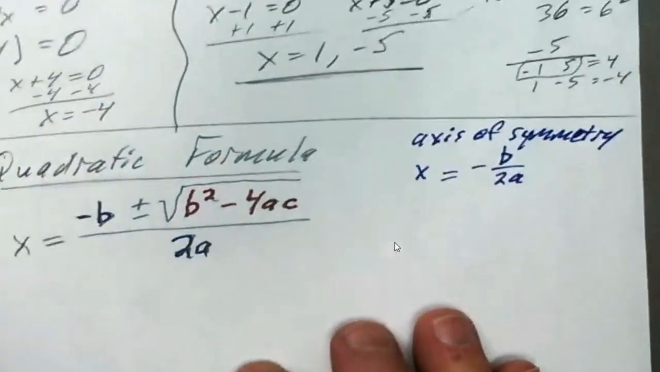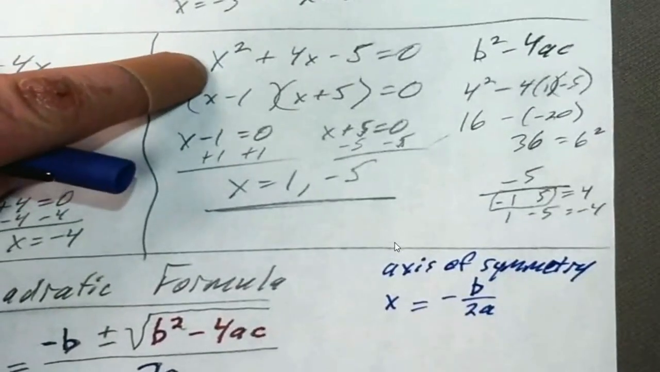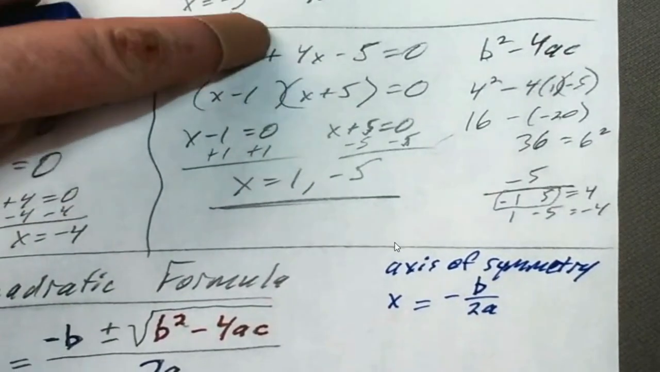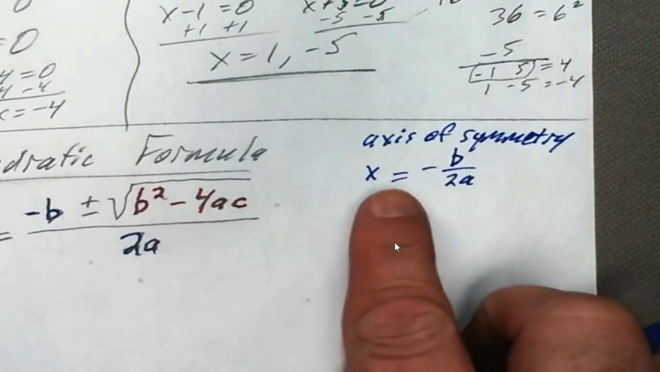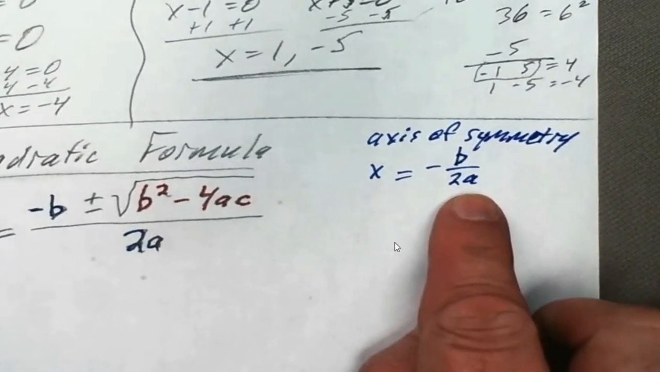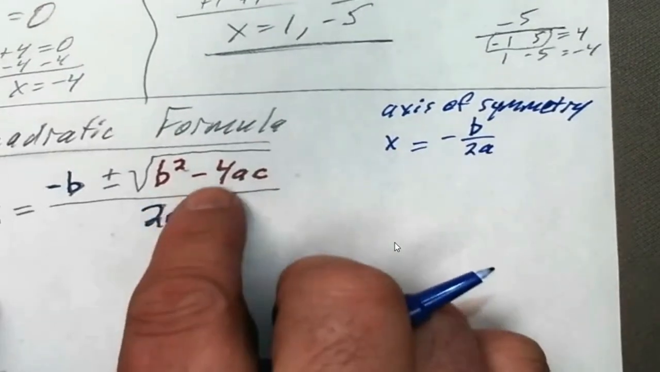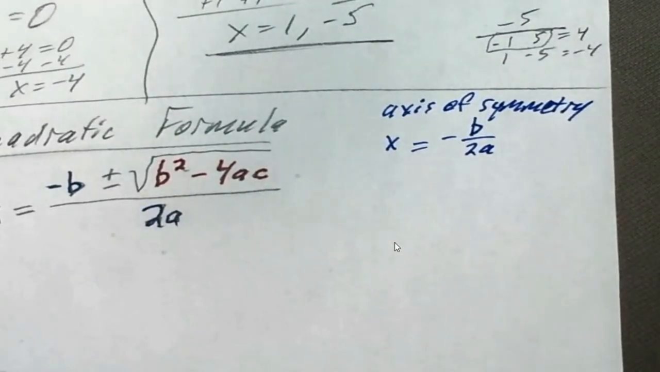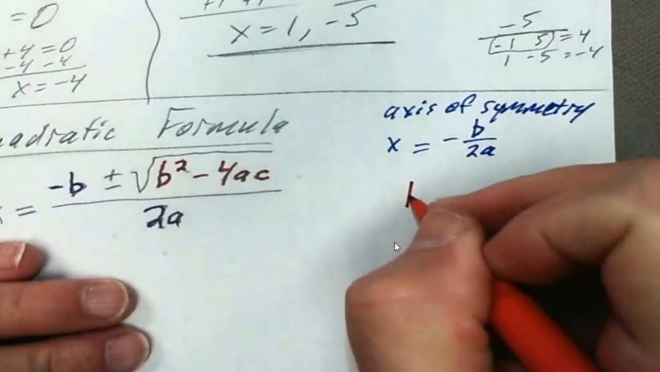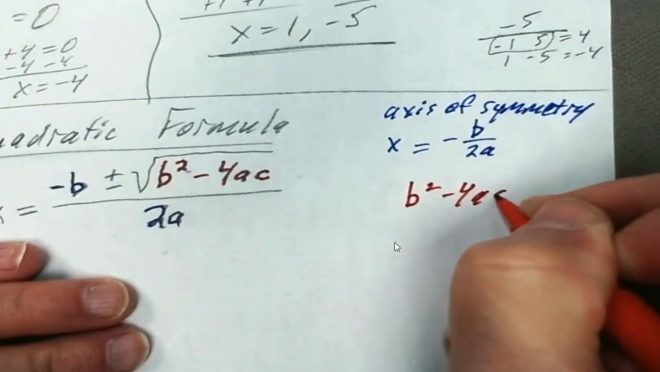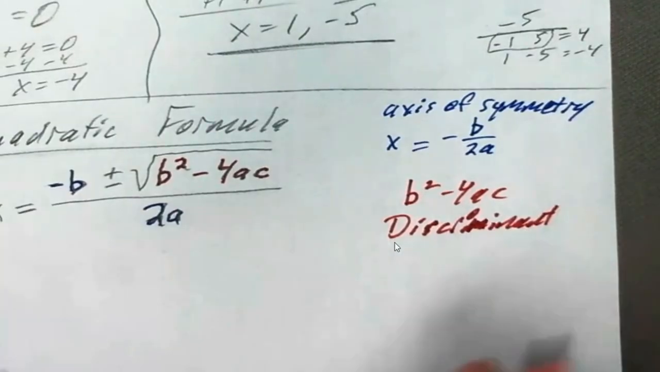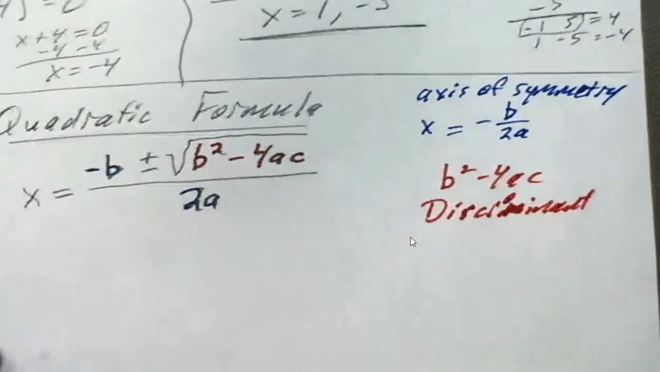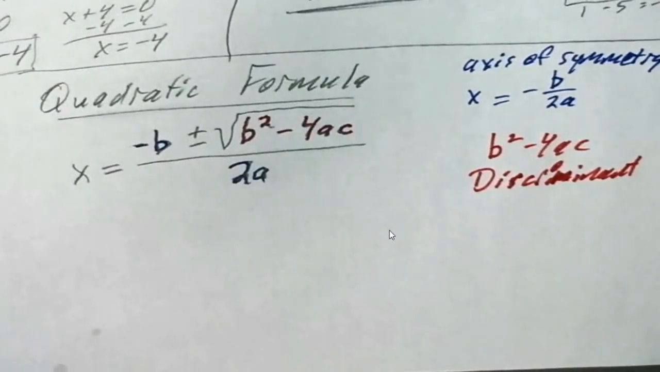If we have a quadratic equation in this form, ax squared plus bx plus c, negative b over 2a gives us the axis of symmetry, which is the x coordinate of the vertex, right? And then this is the discriminant. B squared minus 4ac is the discriminant. So those parts of it tell us lots of good stuff as well.